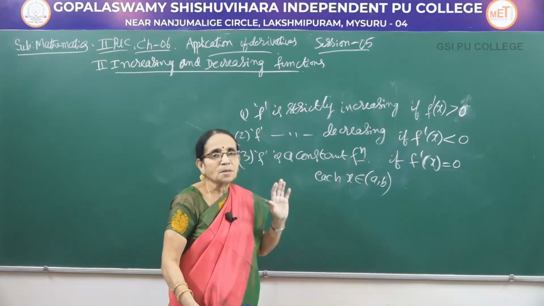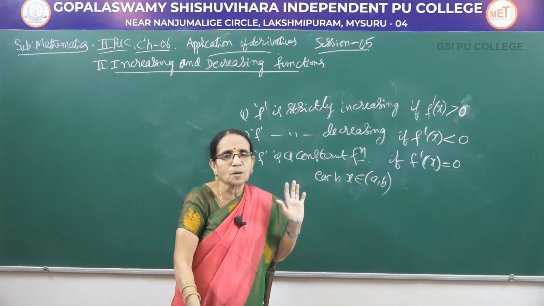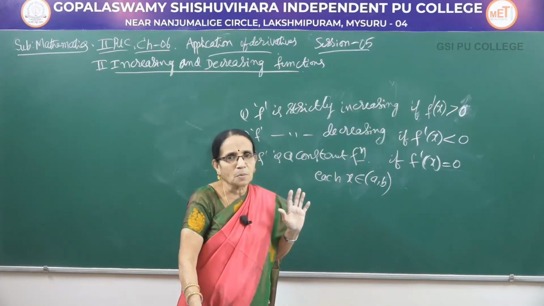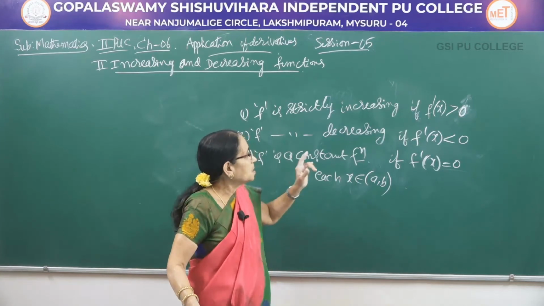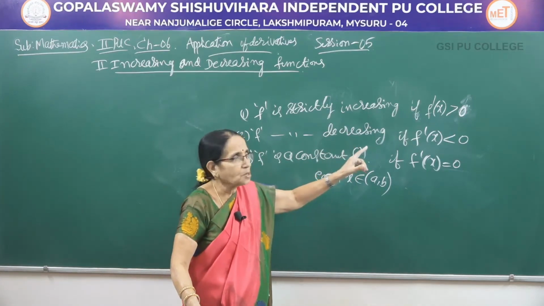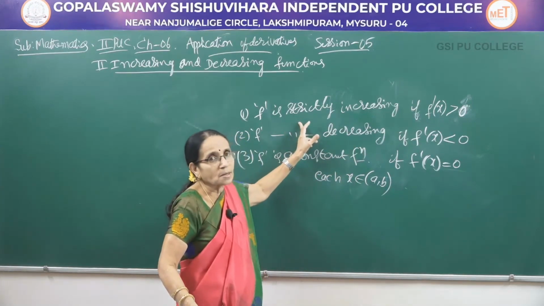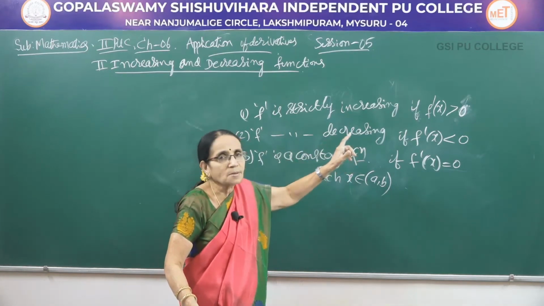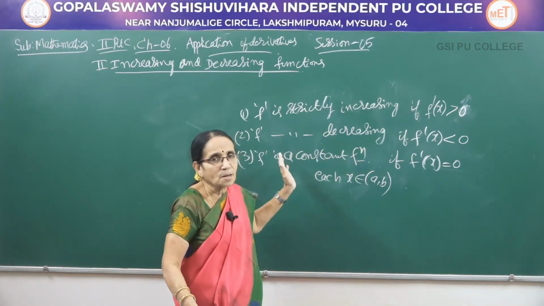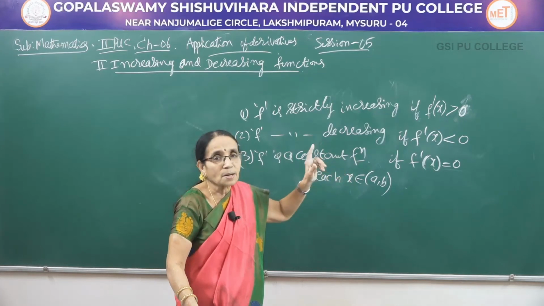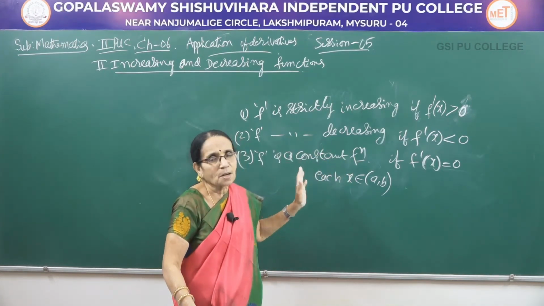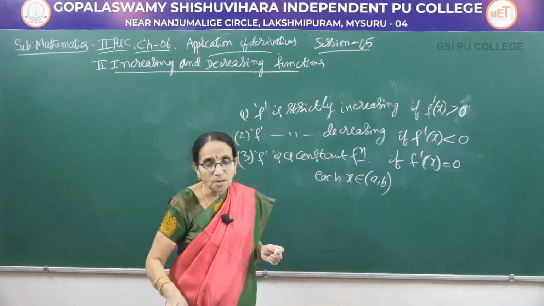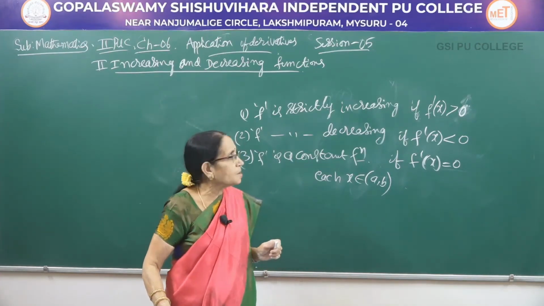So, when you consider a function f which is continuous in the closed interval a comma b and differentiable in the open interval a comma b, then if f dash x is greater than 0, f is strictly increasing. If f dash x is less than 0, it is strictly decreasing. If f dash x is exactly equal to 0, it is neither increasing nor decreasing. We call it a constant function.